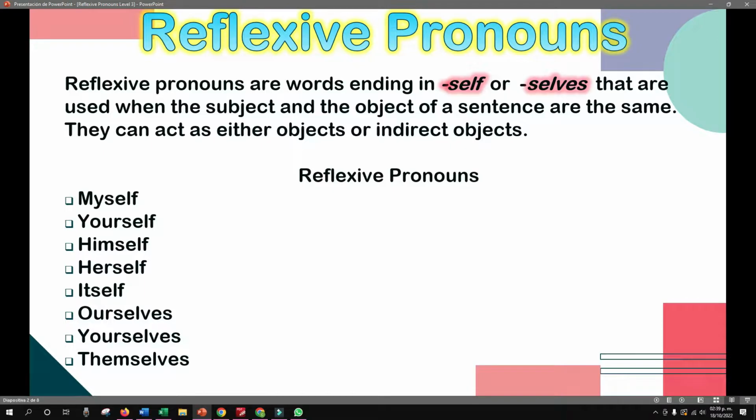There you have the reflexive pronouns. Myself, yourself, himself, herself, itself, ourselves, yourselves, and themselves. Ahí tenemos la lista de los pronombres reflexivos. Si ustedes se fijan de myself a itself, ellos son singulares, ¿verdad? Y de ourselves a themselves and yourselves, que también puede ser plural.